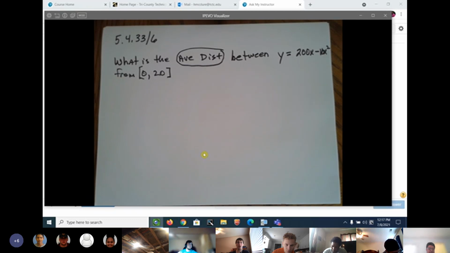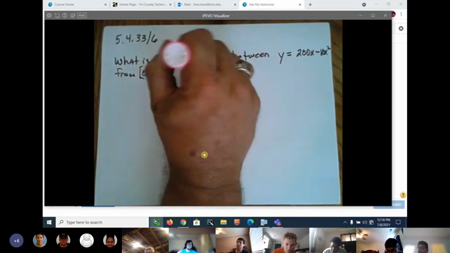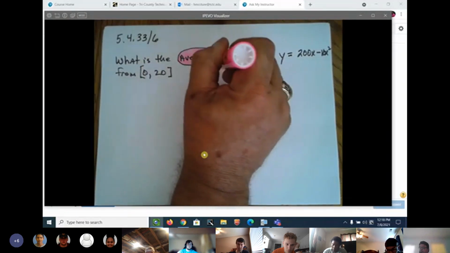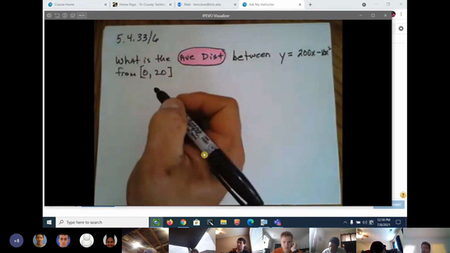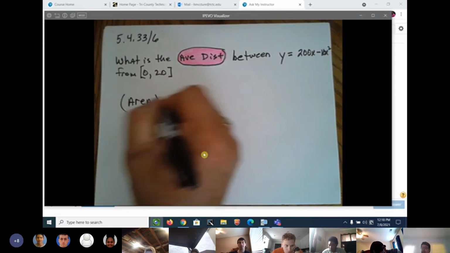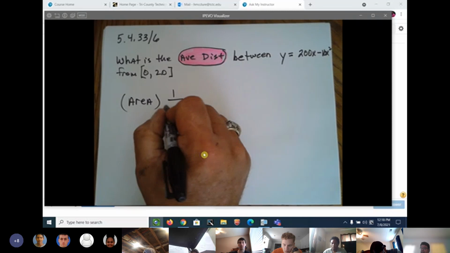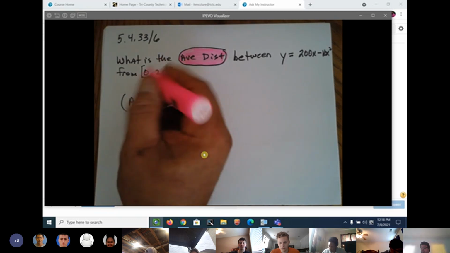I'm going to highlight this pink. Average distance: you take your area and you multiply by 1 over b minus a. That is the average distance. So you do your integration just like you've been doing, and at the end you multiply it by 1 over b minus a.